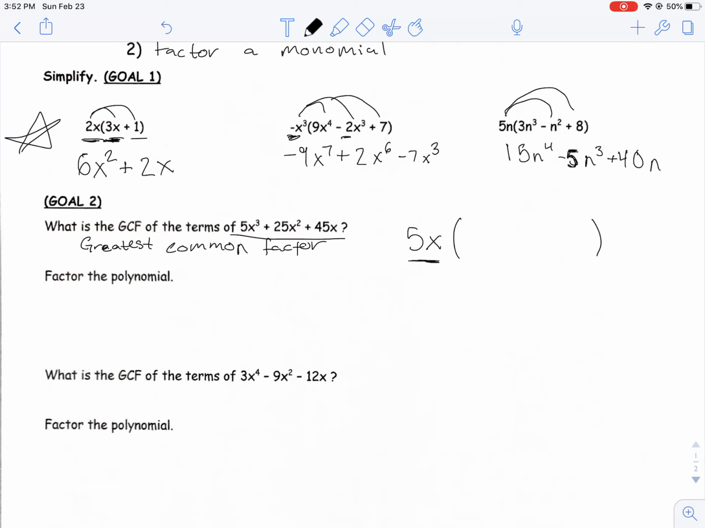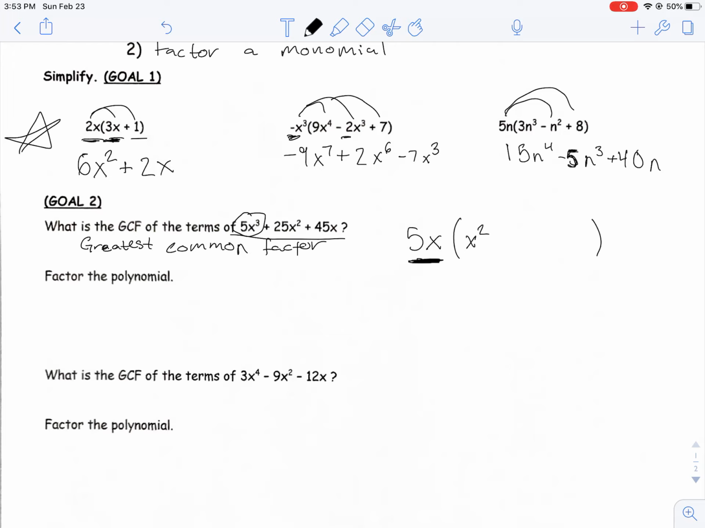The 5x is going to, like if we were to distribute, what would be left over here? So basically my question for the first term is 5x times what gives me 5x to the third power. So this right here, our GCF times what, and that's going to go in here, will give us that 5x to the third power. Well, the answer is x squared. If I take 5x times x squared, I will actually get the first term, 5x to the third.